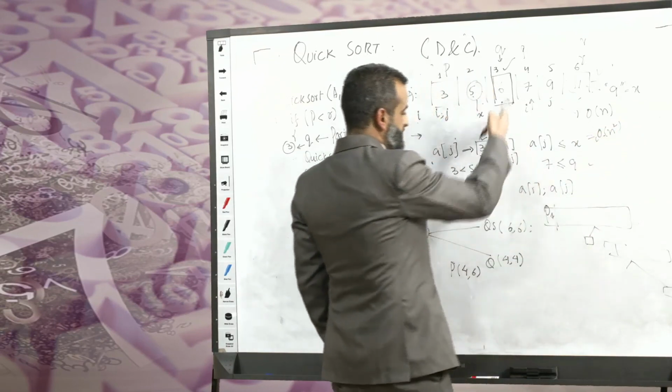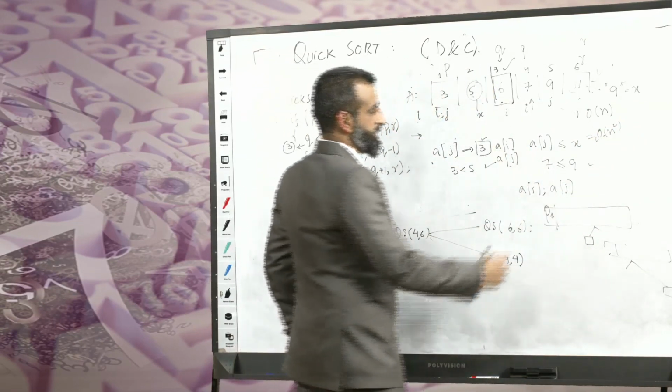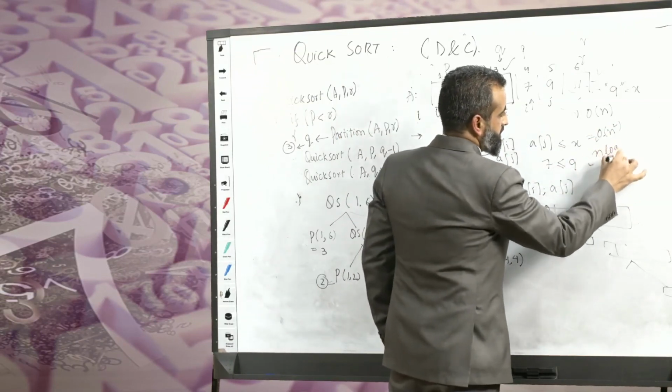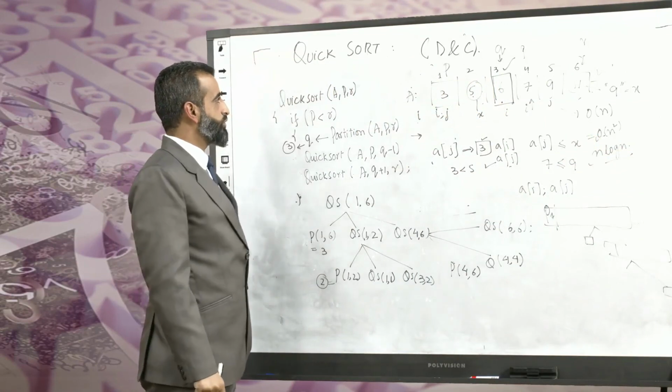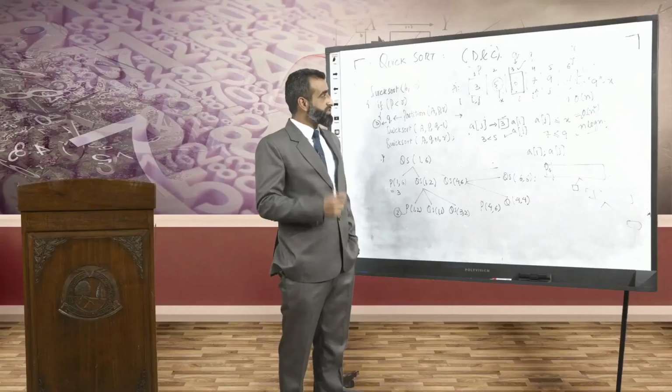And if we have an equal division just like this, then it will be in terms of n log n. Hope you understood how exactly the quicksort algorithm works. This was the last topic in the divide and conquer strategy.